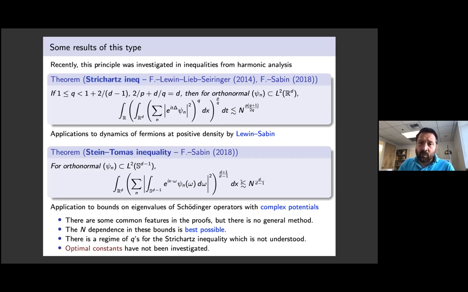And once you have this point of view, there are also many different generalizations of these inequalities, some of which we've explored together with Julien Sabin in the years following that work.